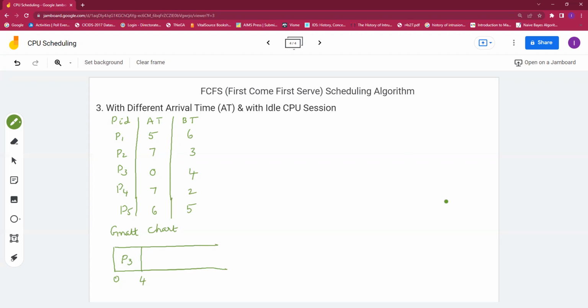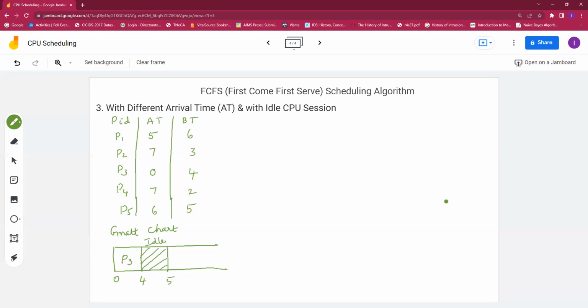Why? Because P1 arrives at 5th millisecond, P2 arrives at 7th millisecond, P4 arrives at 7th millisecond, and P5 arrives at 6th millisecond. But process P3 got over at the 4th millisecond itself, and P1 arrives only at the 5th millisecond. Right now, there is no process available in your ready queue that can be given to the CPU. So in this case, your CPU is idle for 1 millisecond, because there is no process available in the ready queue that can be given to the CPU for its execution.